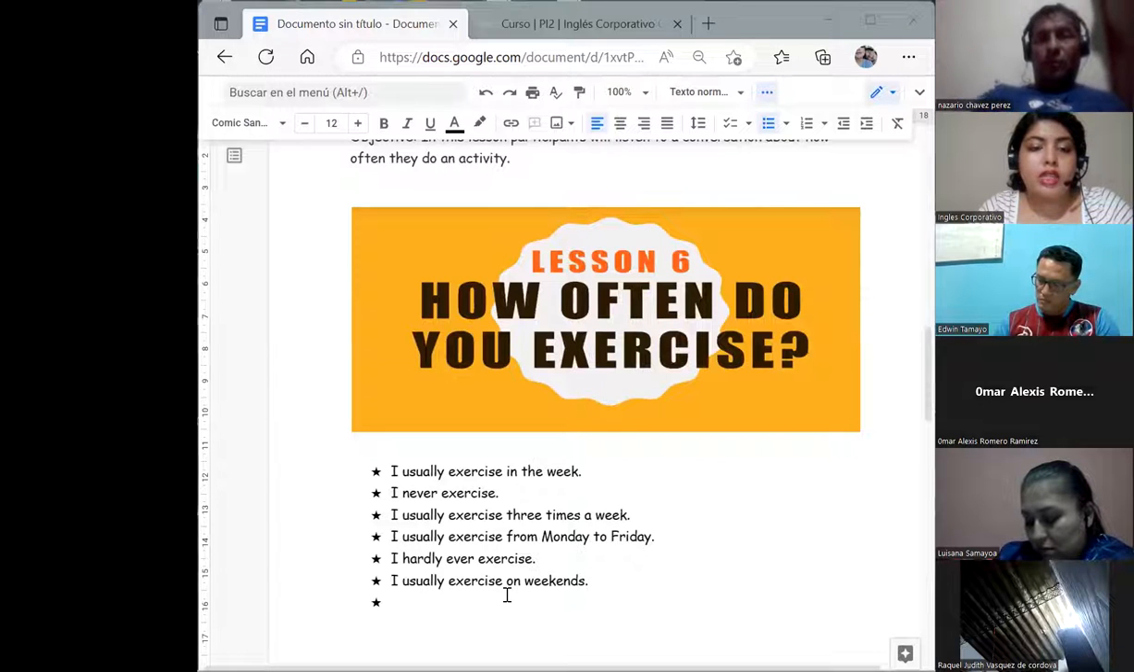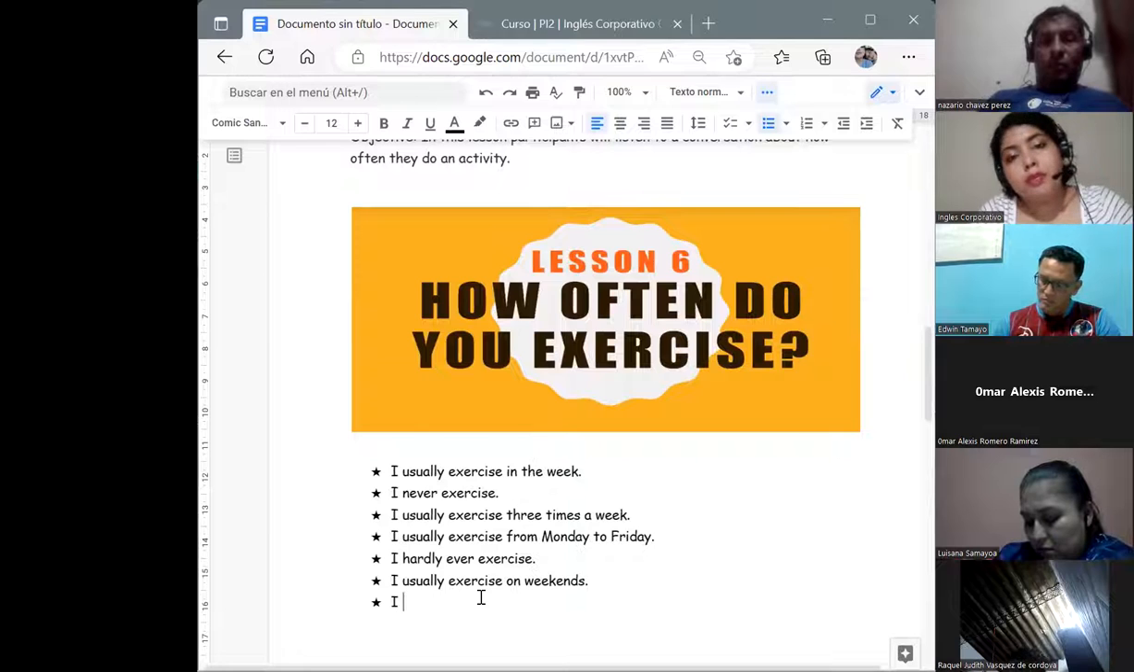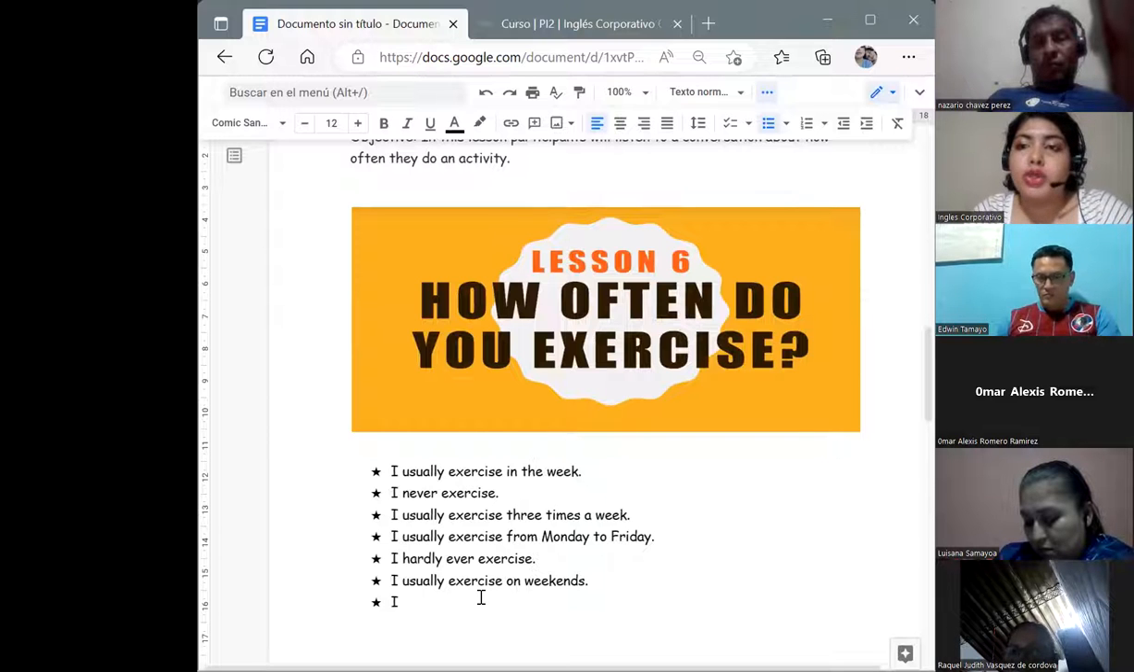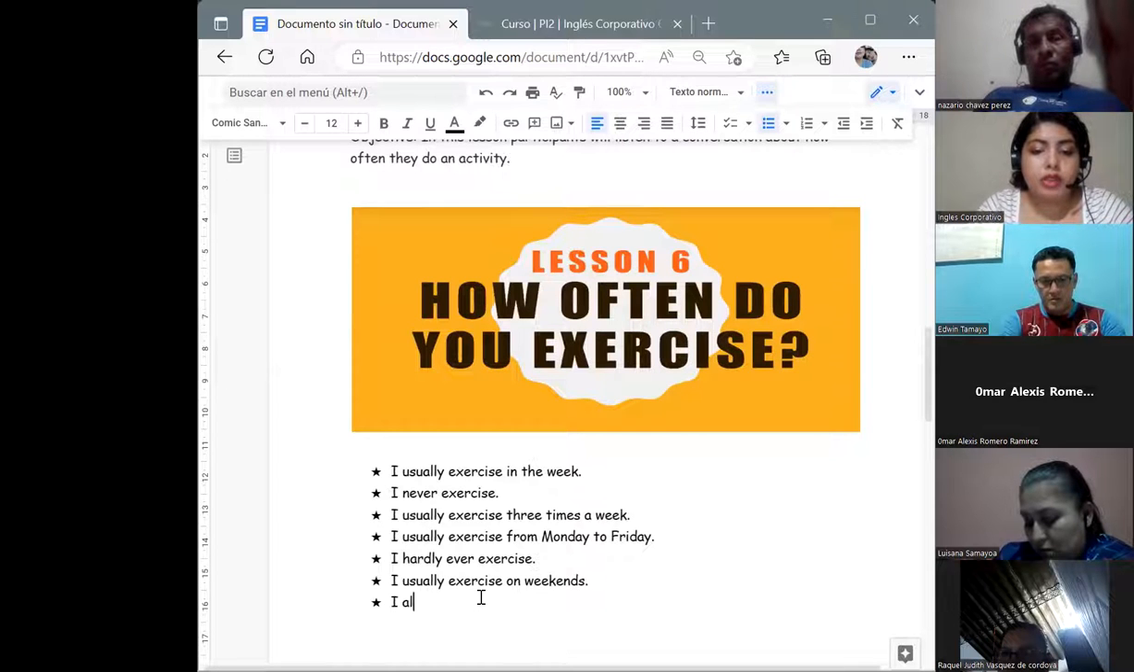I exercise 2 times a week. In this case, I'm going to add an adverb because we don't have an adverb in this statement, but I think it's always. So I'm going to add, I always exercise 2 times a week.